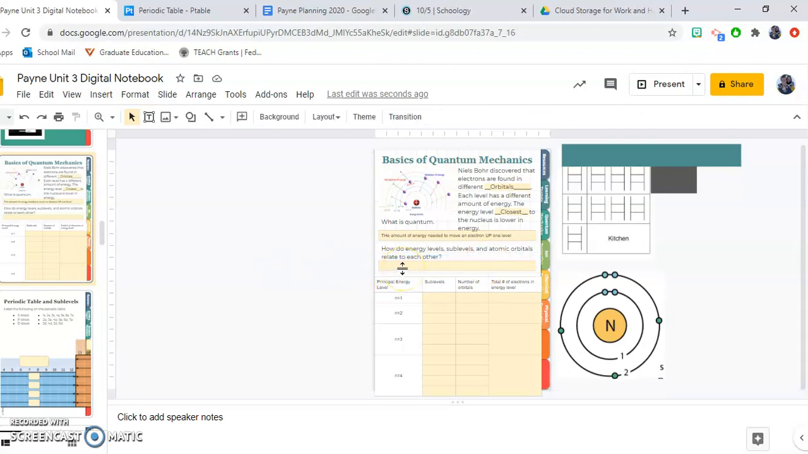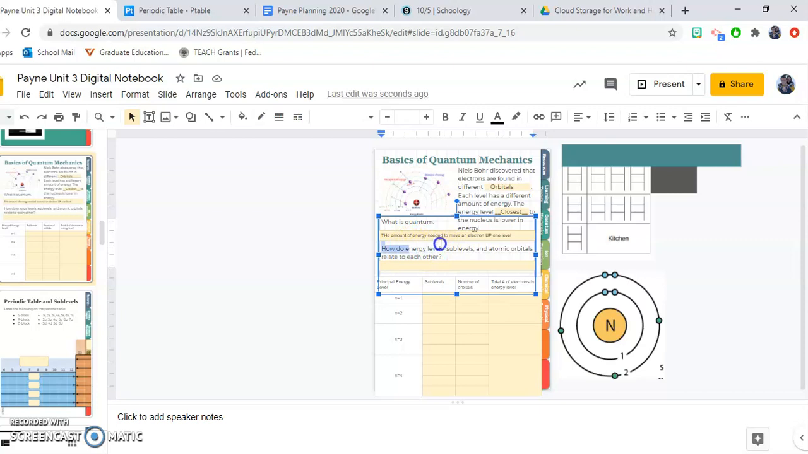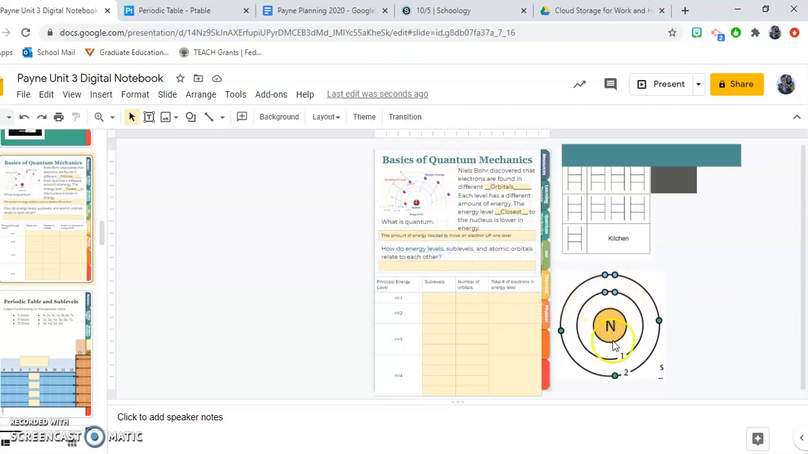How do energy levels, sublevels, and atomic orbitals relate to each other? This is how we can break it down in terms of our boarding house. An energy level is a floor: floor 1, floor 2, floor 3, and then we'll talk about a fourth floor too. If we look in the atom, that's just the ring. So we have ring 1 and ring 2: floor 1, floor 2, ring 1, ring 2.